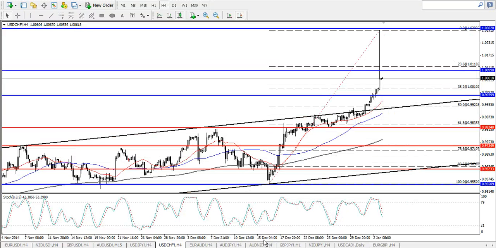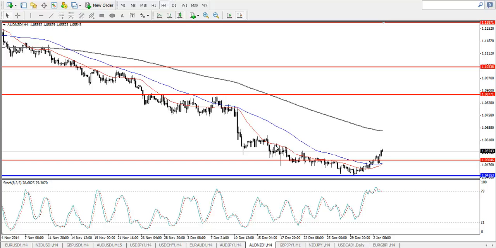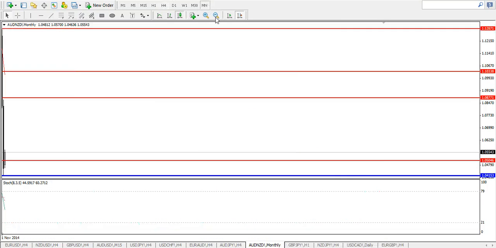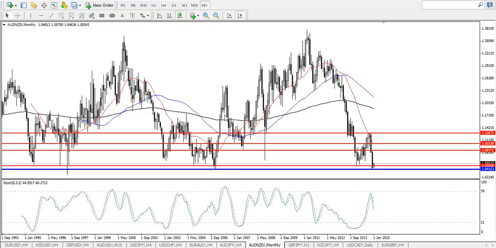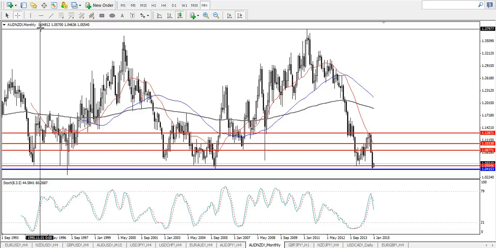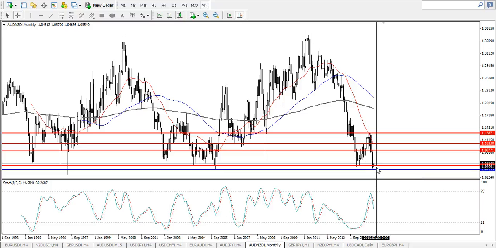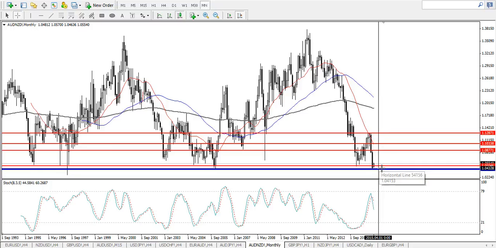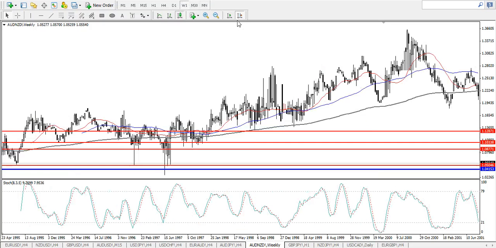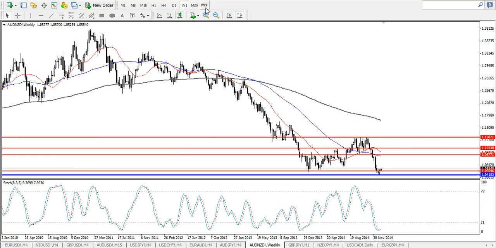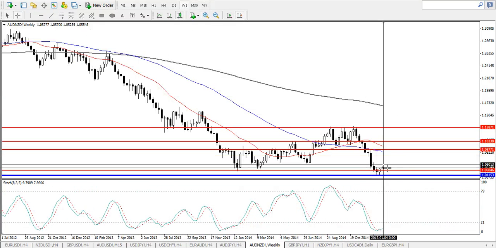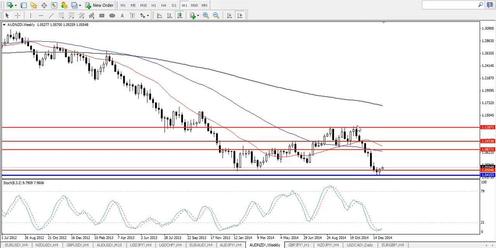Right, last but not least, I would like to touch on Australian dollar against New Zealand dollar. First, let's take a look at the monthly charts. Price has definitely reached a low of a huge range in the monthly charts, and we are finally seeing price beginning to rebound. So zooming into weekly charts, right, we are also seeing price beginning to rebound from the final exhaustion level, the price of 1.0415.